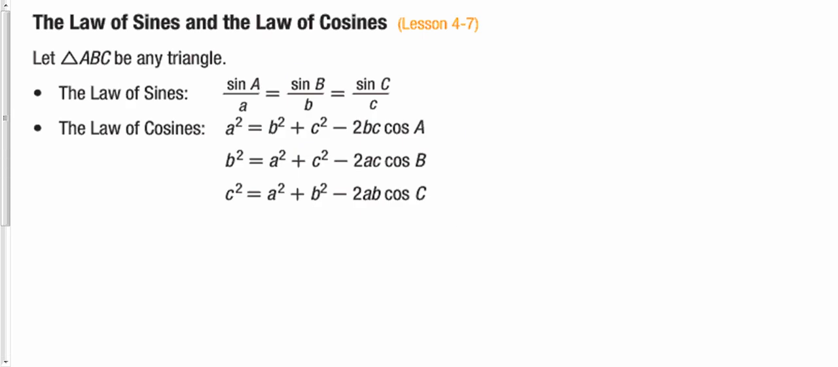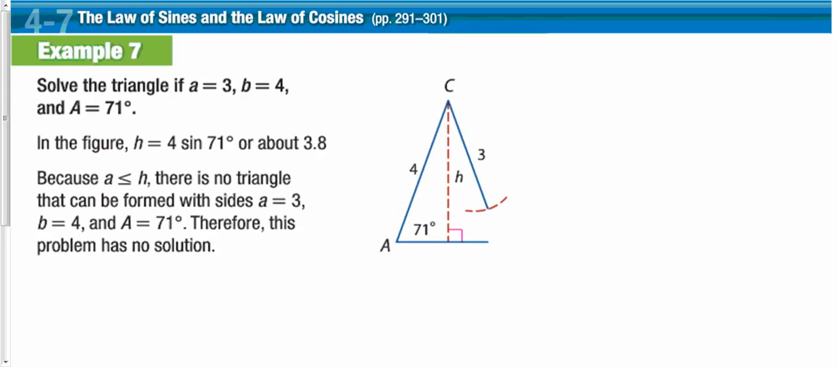Good. Next, the last section, what we did Friday and today, it is the law of sines and law of cosines. The law of sines sets up 3 ratios using sine. Sine A over A equals sine B over B, sine C over C. Whereas the law of cosines sets up 3 things that look kind of like the Pythagorean theorem to figure out all the different sides or all the different angles of a triangle.